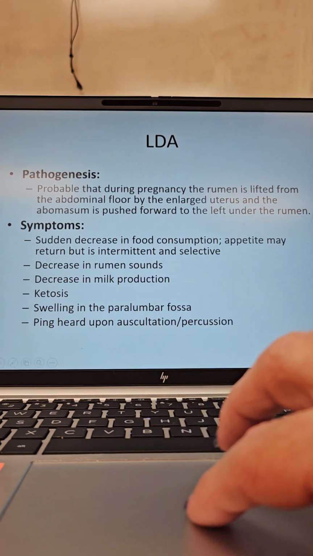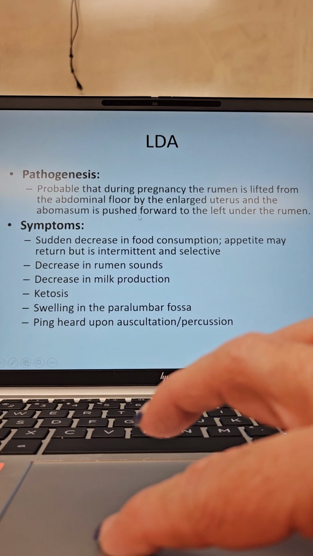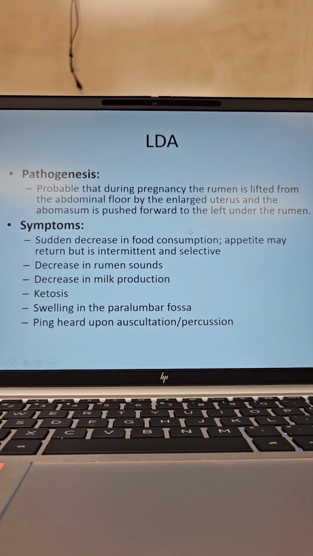Pathogenesis, probably: during pregnancy, the rumen is lifted from the abdominal floor by the enlarged uterus, and the abomasum is pushed forward and to the left under the rumen. Symptoms: sudden decrease in food consumption. They're not going to want to eat. Appetite may return, but it's intermittent and selective, so they're only going to eat a little bit of this or a little bit of that, their favorite foods, and it can come and go.